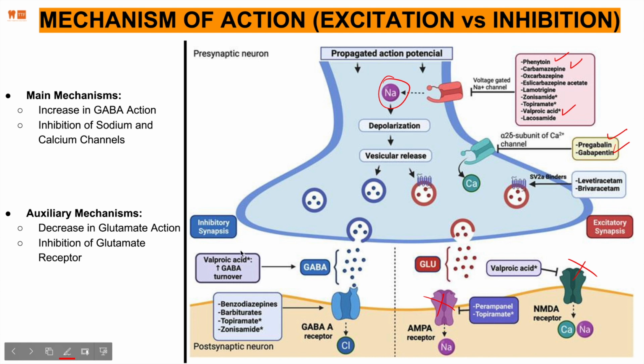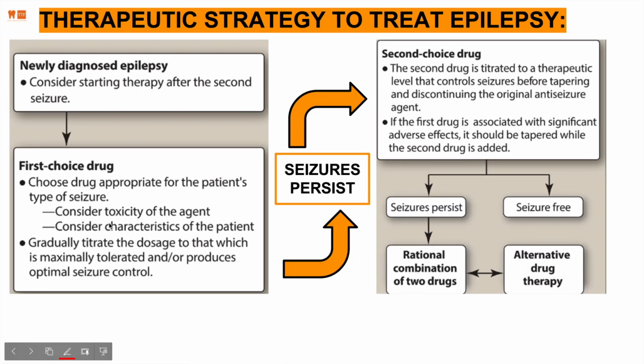Now let's talk about valproic acid that increases GABA turnover, as well as, of course, the benzodiazepines, barbiturates, topiramate, and zonisamide. They will also help increase GABA to be active, therefore inhibition takes place even better. So these are just an introduction of the names of the drugs that we will discuss in today's lecture. So keep those in mind.